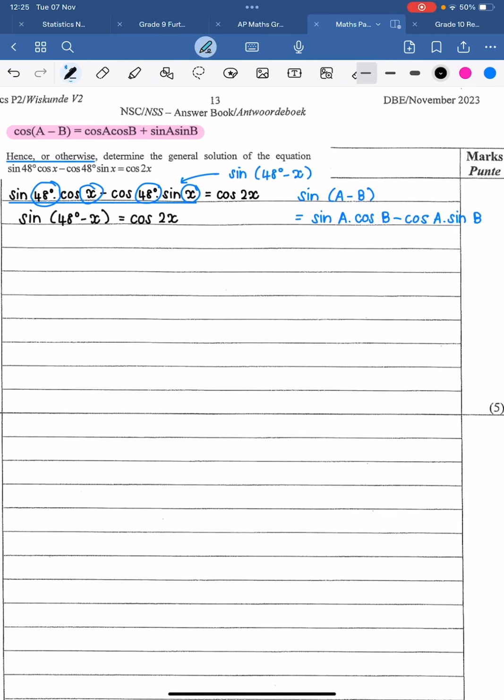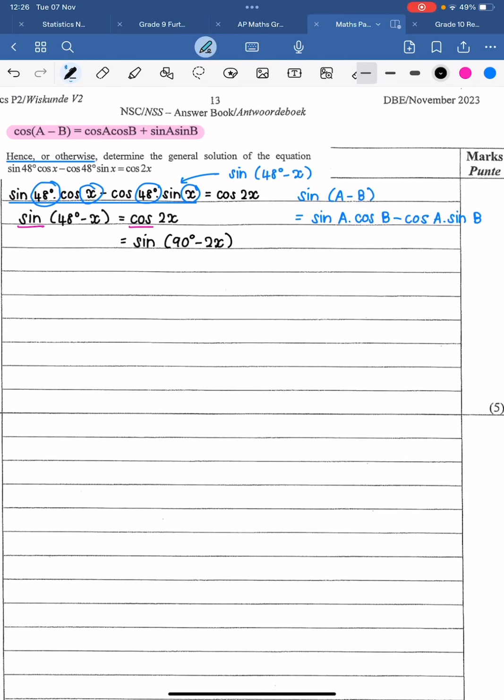That now would leave us with a problem here because now we have a sine on the one side and the cos on the other side. We need sine equals sine or cos equals cos. But this is a problem that is very easily fixable. We can change cos 2x to sine of 90 minus 2x, and we can solve the equation from there.